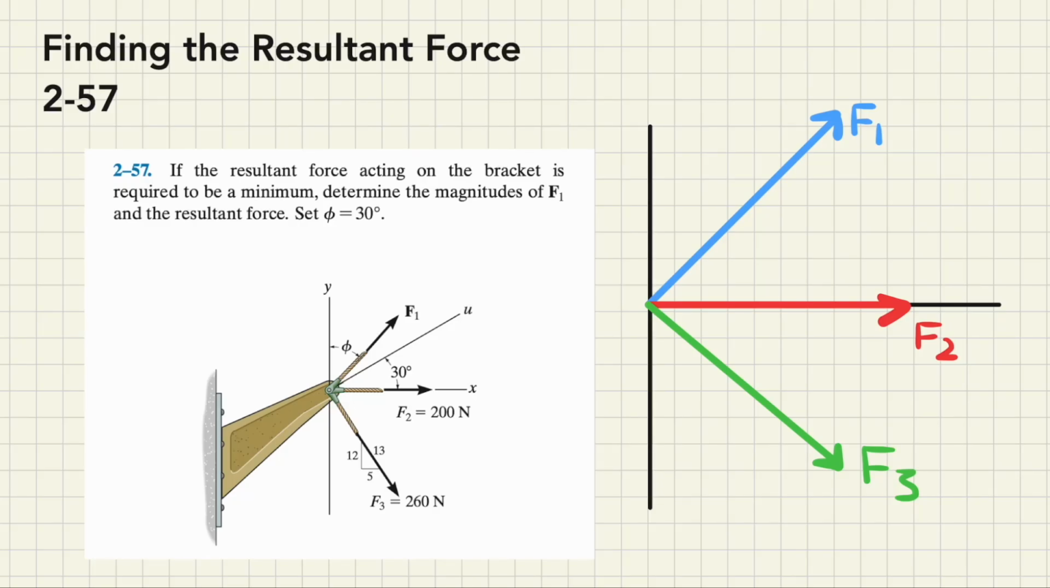This is Joss and today I'm going to be doing problem 257. If the resultant force acting on the bracket is required to be a minimum, determine the magnitudes of F1 and the resultant force. Set theta as 30 degrees.